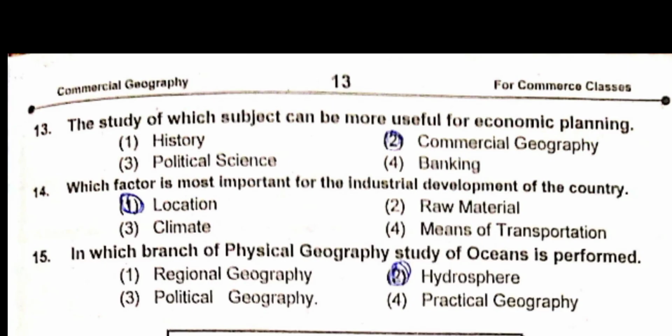In which branch of geography are human activities studied? Human geography. Which is the name of that trade in which goods are sent from one country to another? Export. At which time did the Arab traders used to go for trade in olden days? At the daytime. The study of which subject can be more useful for economic planning? Commercial geography. Which factor is most important for the industrial development of the country? Location. In which branch of physical geography is the study of ocean performed? Hydrosphere.